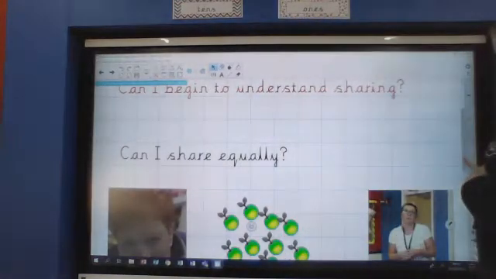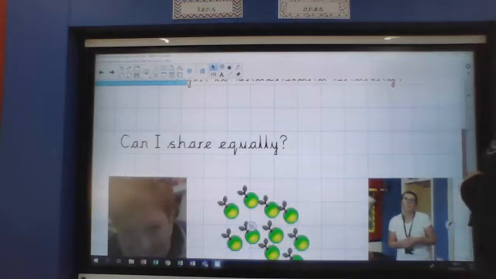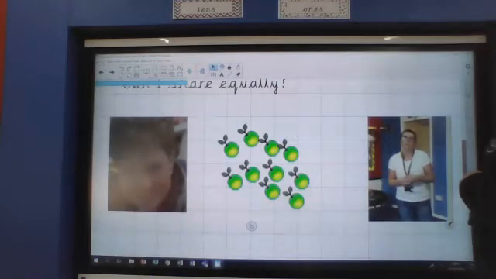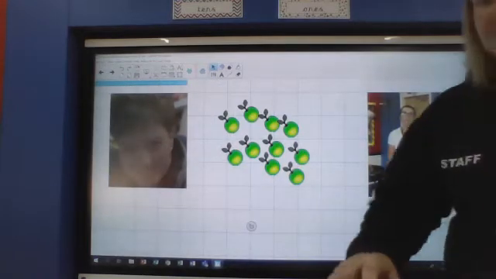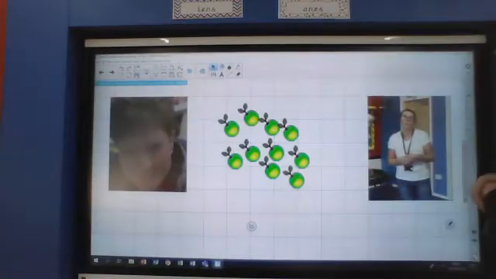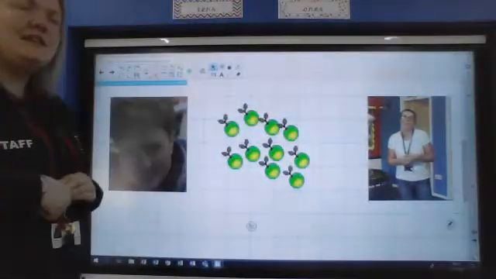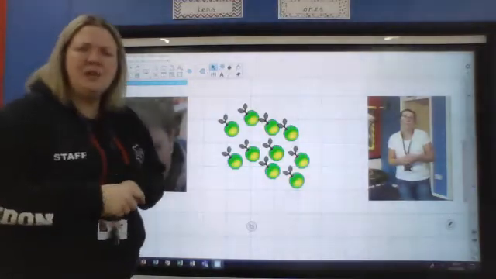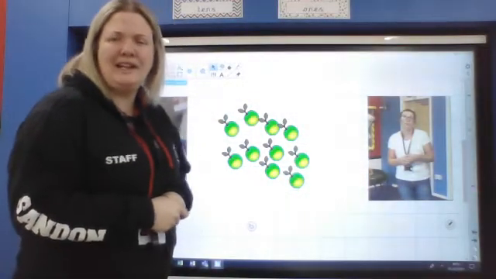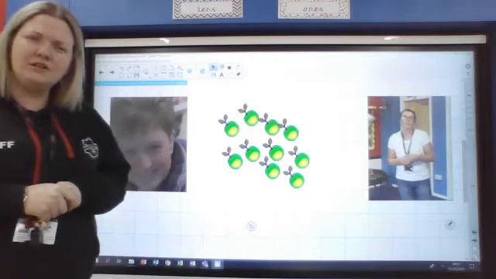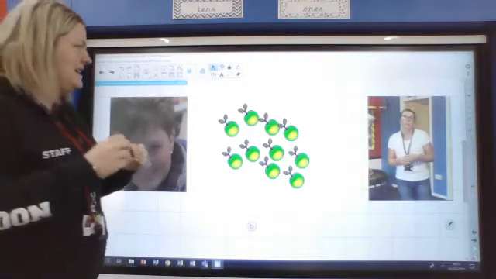So, I've got Mrs. Beckett and Miss Wildig to help me today. Here they are. And I've got some apples and I need to share these equally. Do we know what I mean by equally? Have a go at telling your grown up if you know.